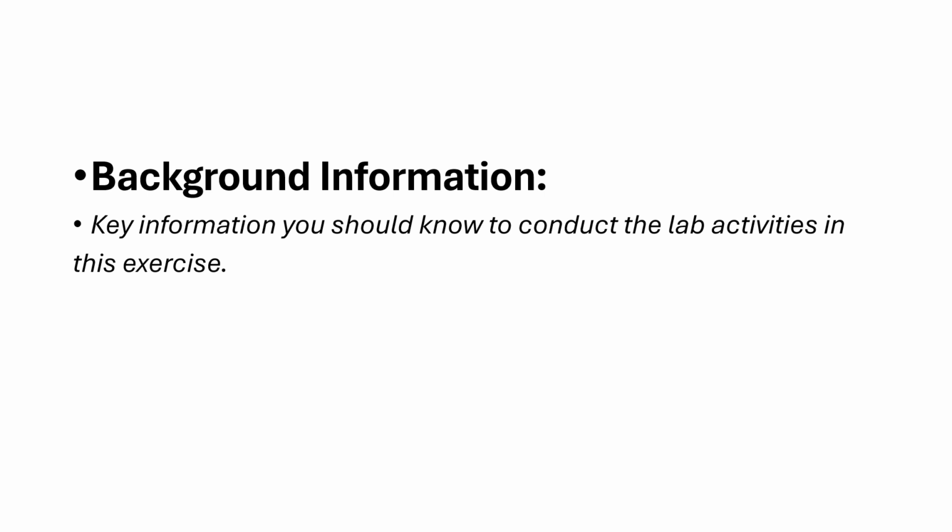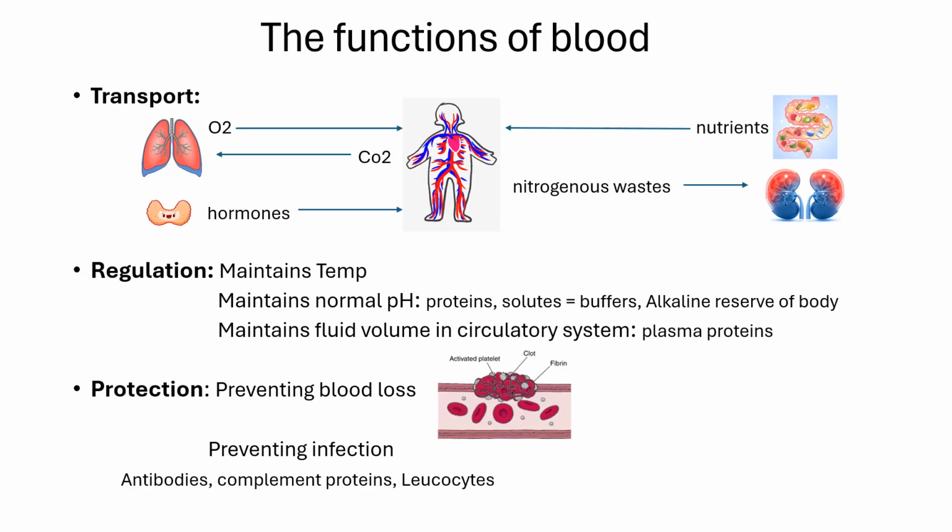Now let's go over some background information. As you know, blood runs in the vessels in our body and it has many important functions. One of the very important functions of blood is transportation. It carries various substances to different parts of the body. So for example, it takes oxygen from the lungs to the cells of the body, and from there carbon dioxide enters the blood and is taken to the lungs, so it can be expired.